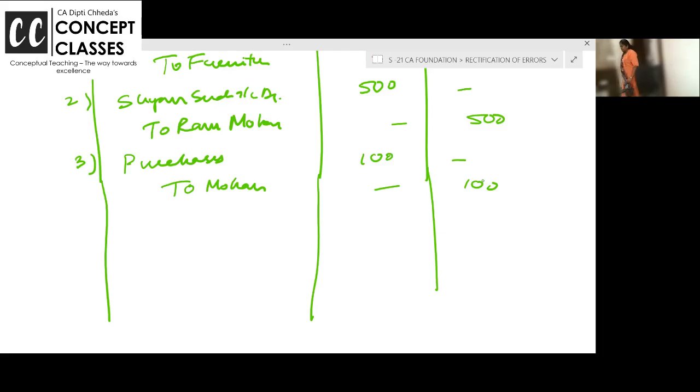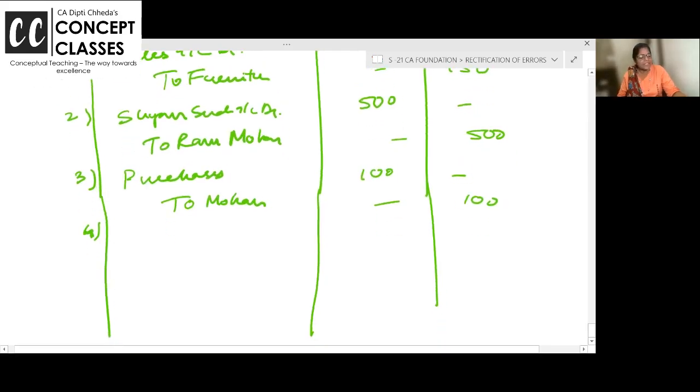Okay, are you following? I will check with you the third entry. Just pay attention, all of you. You know what happened? We purchased the goods from Mohan and we didn't record it. So now we are recording. So this is which kind of error? Error of omission. It will not affect trial balance. Na debit hua, na credit hua. I will make you write the reason, but it's very nice.